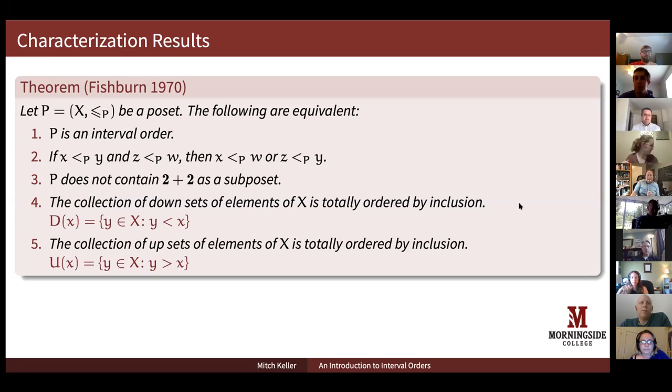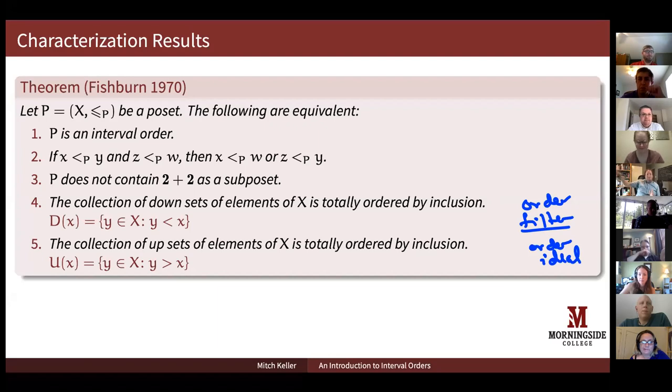The other thing I'll say is some of you may have heard the terms order filter and order ideal to describe what I'm calling upsets and downsets. I don't like those terms because I can never remember which one is upset and which one is downset. So please don't assume that where I wrote them actually connects to which one they are. But I know people who think more about algebra often use, in particular, the order ideal terminology because it comes up there. Upset and downset are so incredibly descriptive that that's what we're going to use.